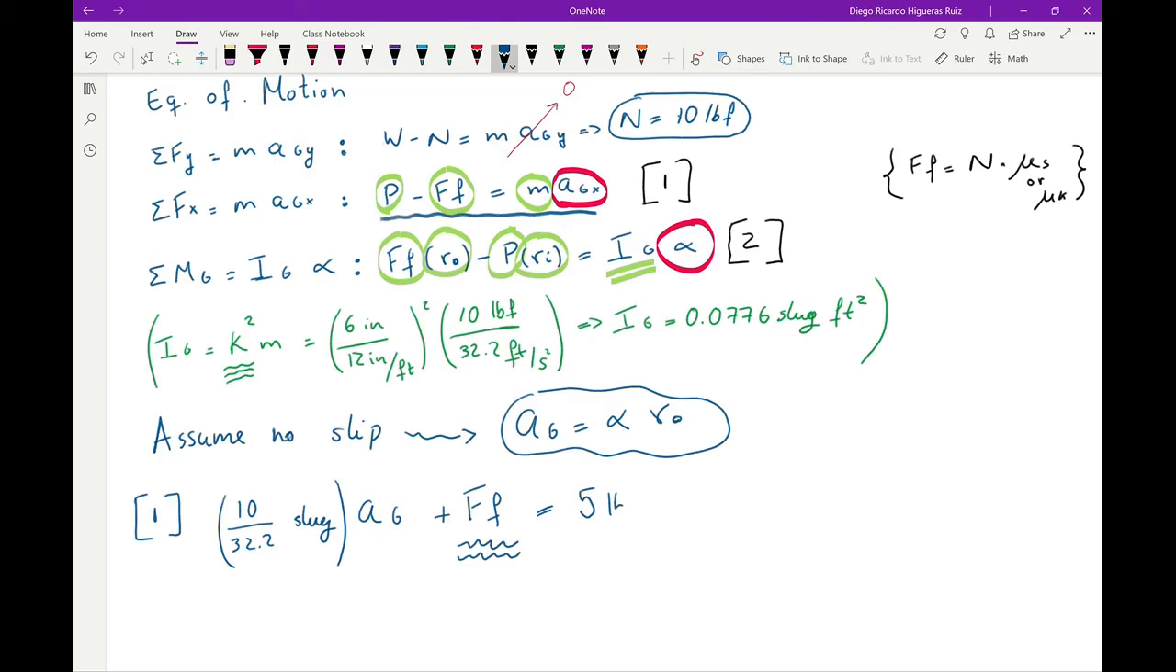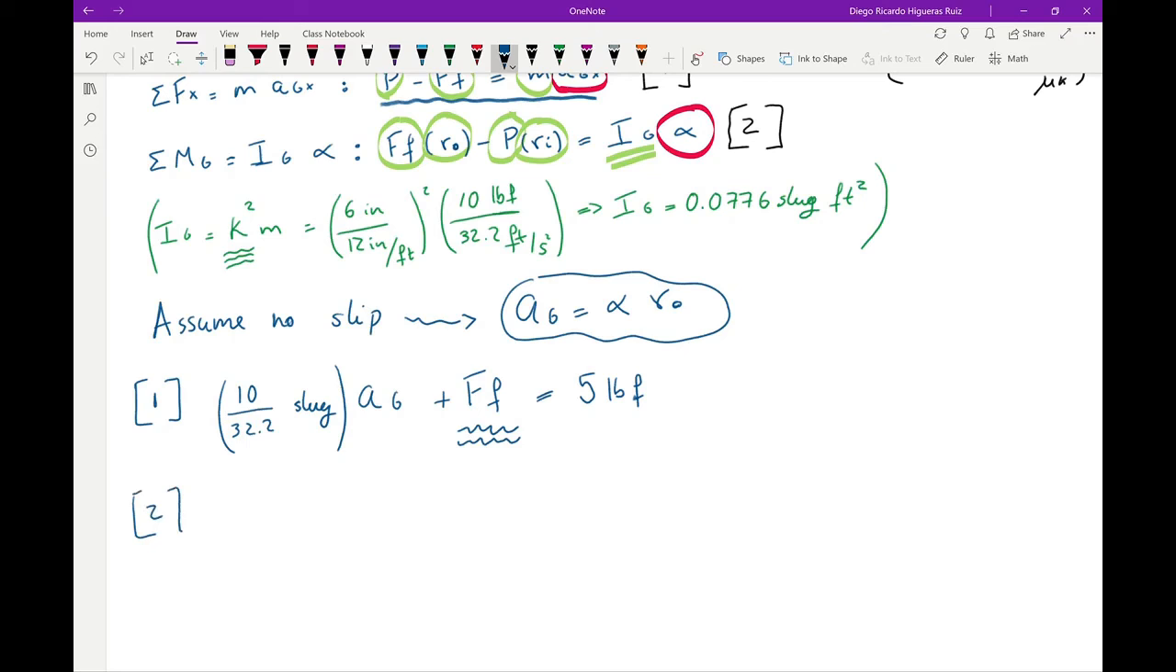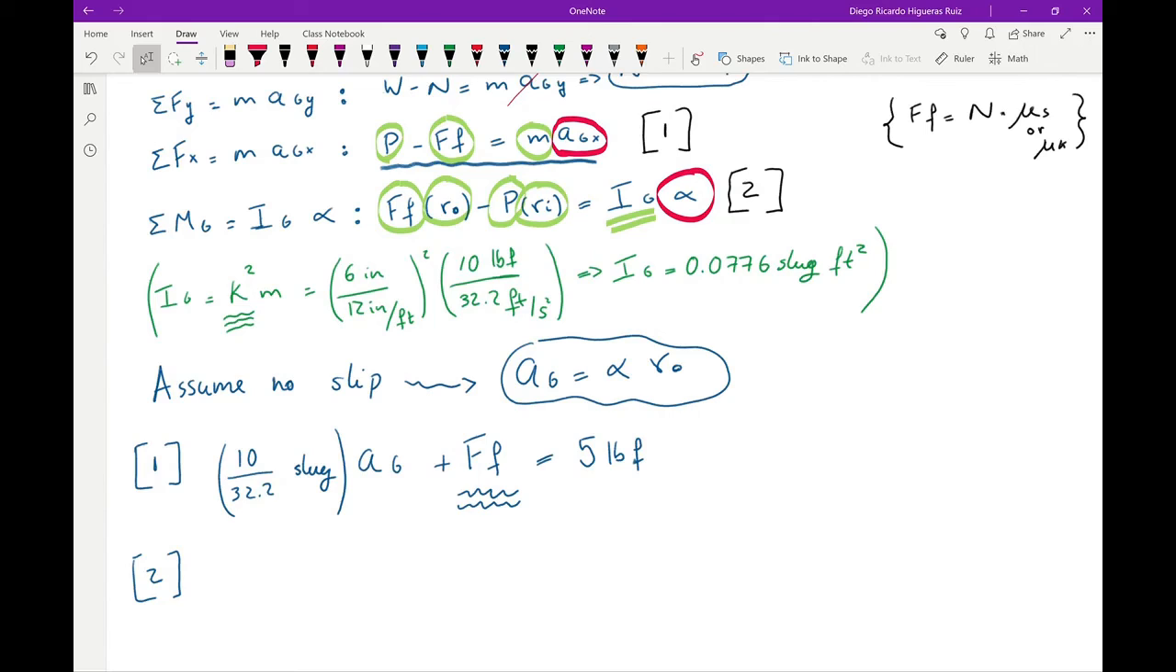My equation 2, it's gonna be, so again, let me see what we're gonna be doing. I just want to make sure we don't get confused. I just need a second here to see what's going on.